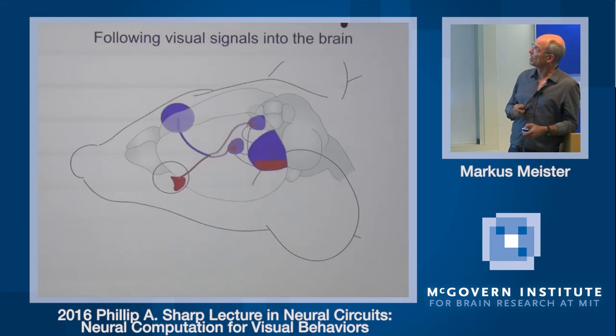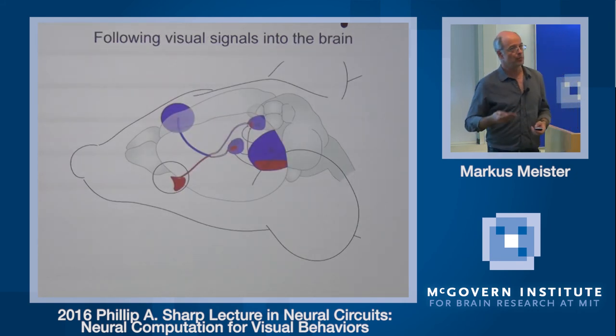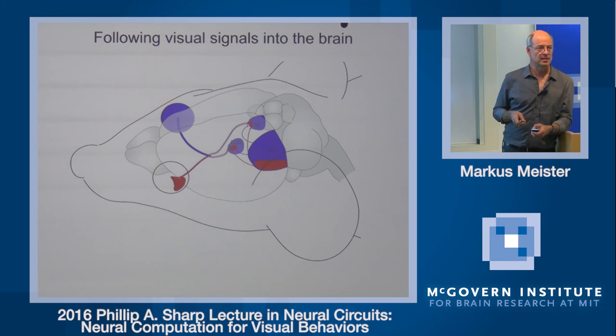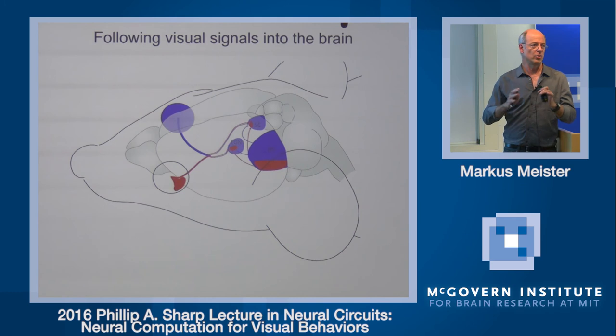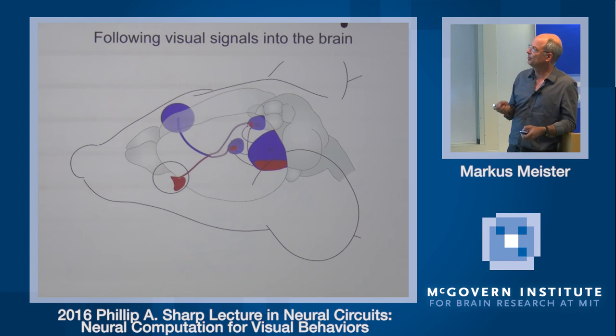Let me, in the last few minutes, say a little bit about how we're going about investigating downstream processing. This is only to give you a sense of what we'd like to do. There are no hard results here yet. But obviously, a decision has to be made where to look next, because the retina projects to about a dozen different areas in the brain. The major pathways are one to the lateral geniculate, and from there to the cortex, and the other to the superior colliculus.